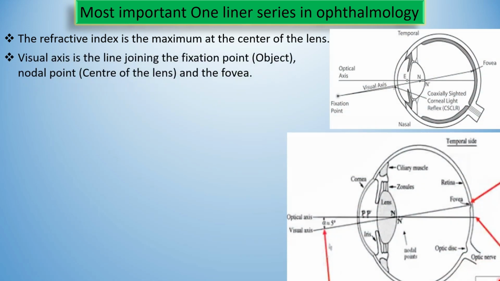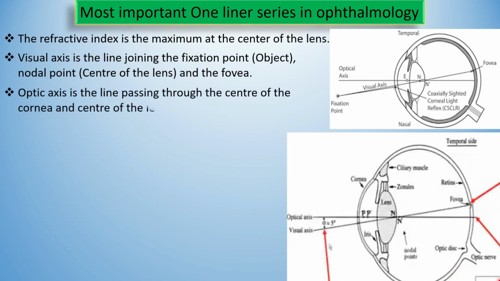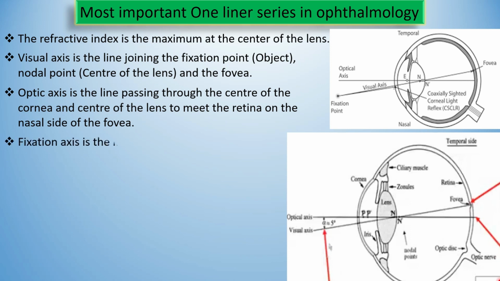Visual axis is the line joining the fixation point, that is the object, the nodal point, that is the center of the lens, and the fovea. Optic axis is the line passing through the center of the cornea and center of the lens to meet the retina on the nasal side of the fovea. Fixation axis is the line joining the fixation point, that is the object, and the center of rotation.